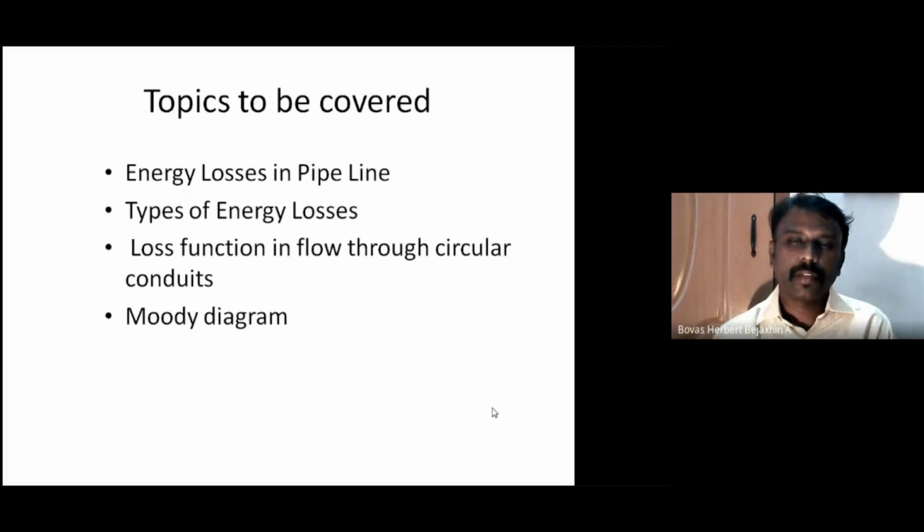Energy losses are a major problem nowadays in fluid flow, mostly in the energy sectors. They have faced a lot of problems regarding these energy losses, either major energy loss or minor energy loss. So we are going to discuss these topics now.